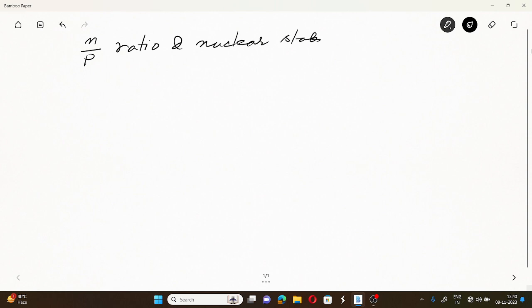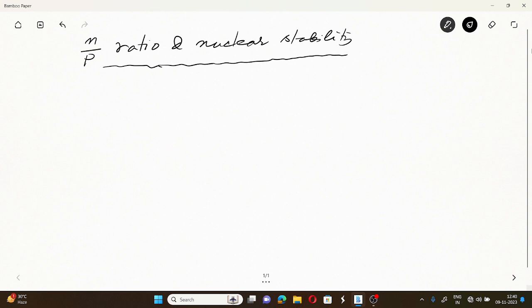In the last class we discussed the odd-even rule, and now we shall start with another way of explaining the stability of the nucleus, that is by the N by P ratio. N by P ratio and nuclear stability. So how to explain the nuclear stability by using the concept of N by P ratio?